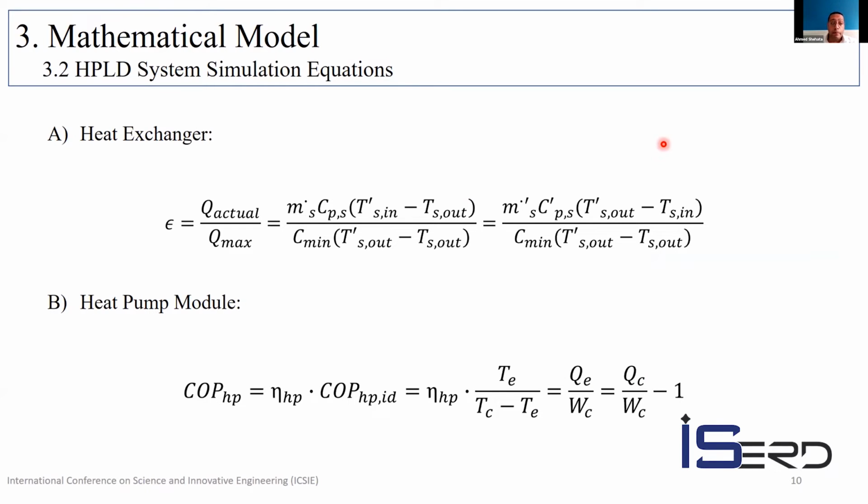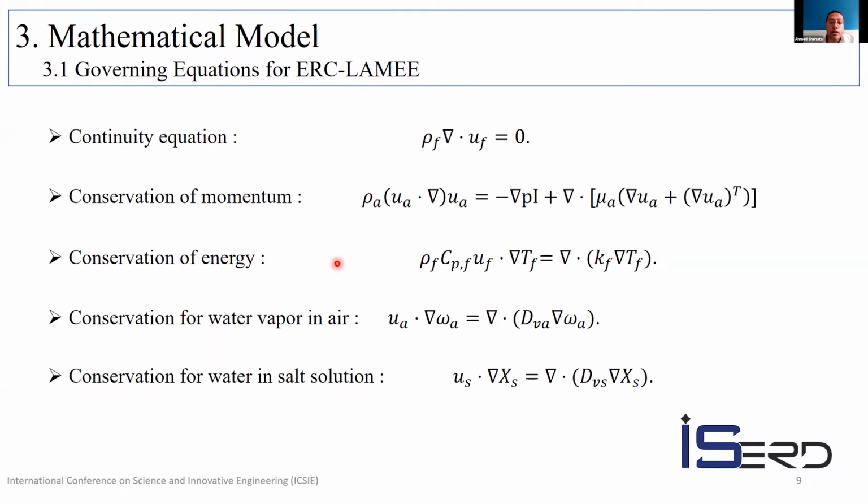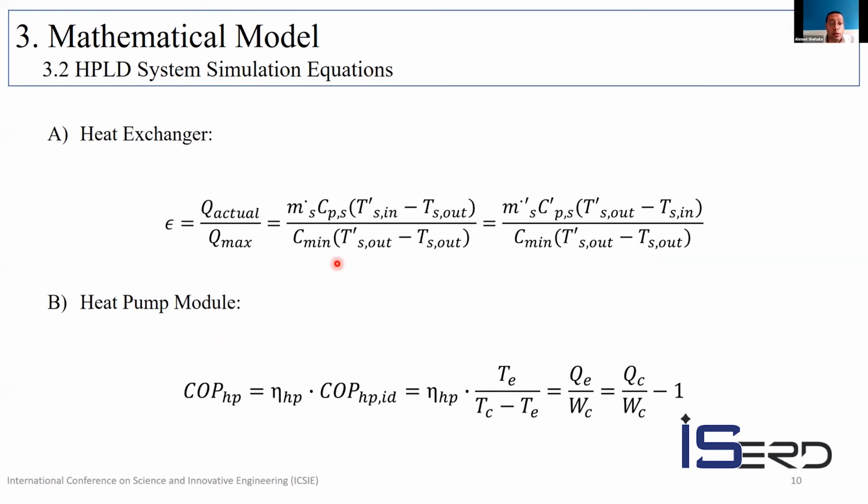In this paper, we will simulate the whole system, and we will see the performance of the whole system as a unit, so we use these two equations to model the other components of the system. All the governing equations are used for the liquid-to-air membrane energy exchanger, but to couple the two membrane energy exchangers, we use the heat exchanger equation, which is the efficiency equation, and the heat pump model by Carnot efficiency.